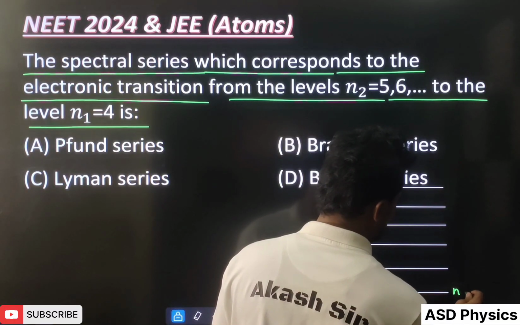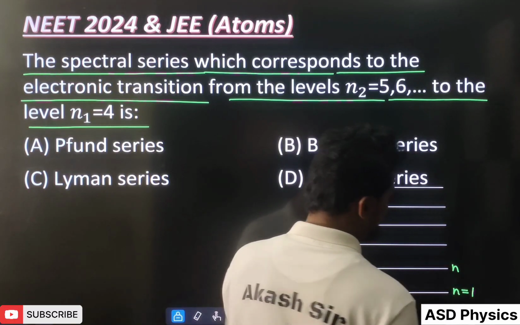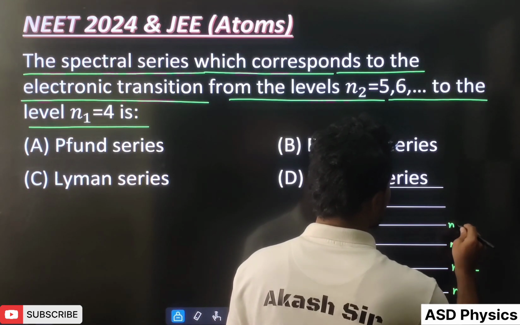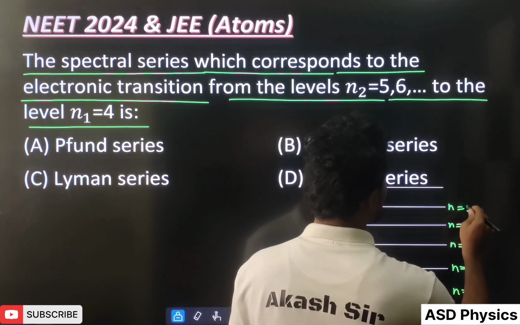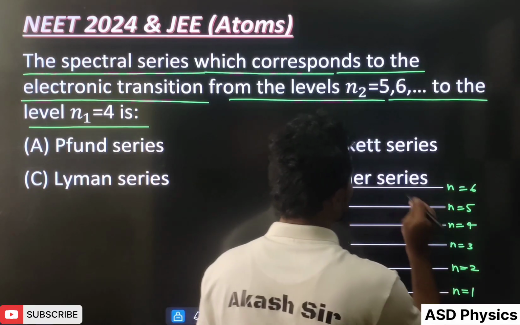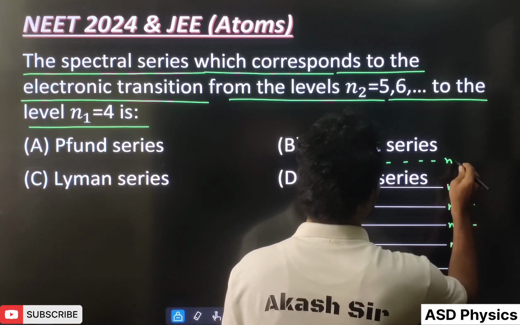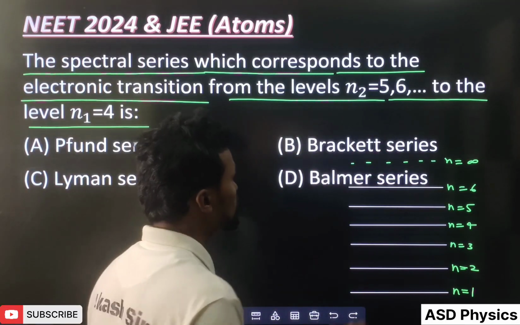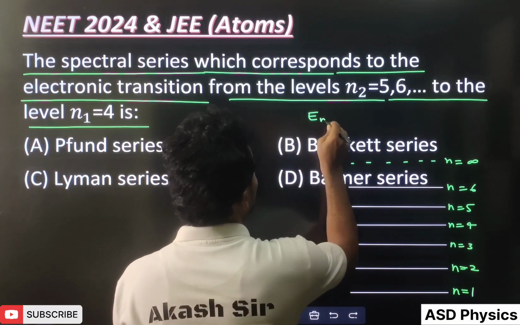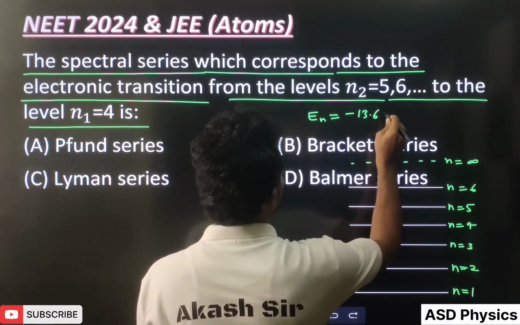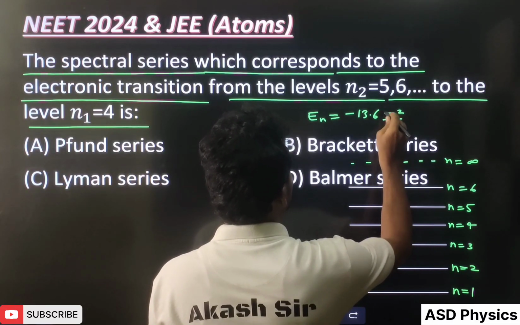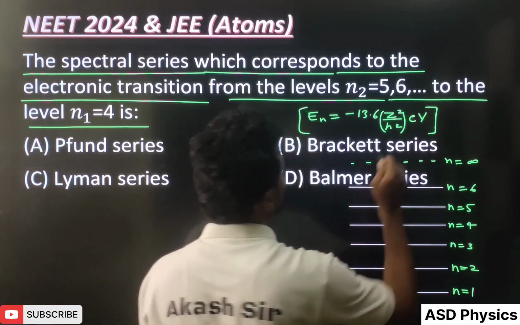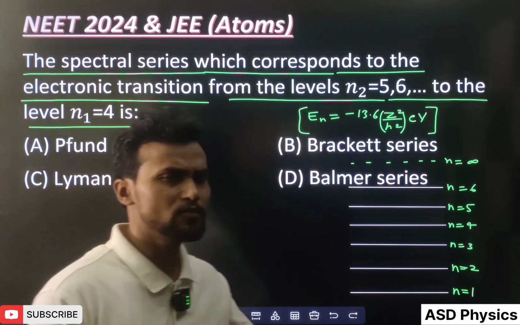So let's take energy level n equal to 1. Now levels n equal to 1, n equal to 2, n equal to 3, n equal to 4, n equal to 5, like this I have taken up to n equal to 6. It can even go up to infinity also. And if at these levels you want to know the energy, remember the formula: En equals minus 13.6 Z square by n square electron volt. Z equals 1 for hydrogen, 2 for He+, 3 for Li+2.